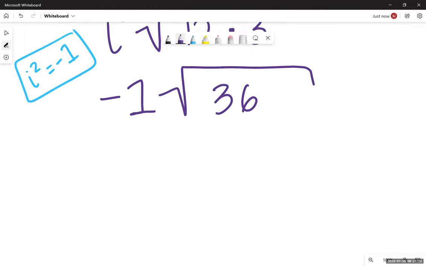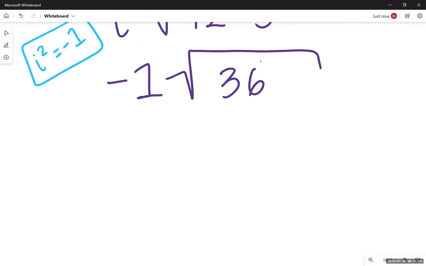And then I don't like ones in multiplication because we don't really need them. This is technically just negative square root of 36. But what is the square root of 36? 6. 6 times 6 is 36, but you would grab your calculator and you can see that, okay? And I do have my calculator. I'll show you how to do the square root before you leave. So I would have negative 6. That ends up being your final answer.